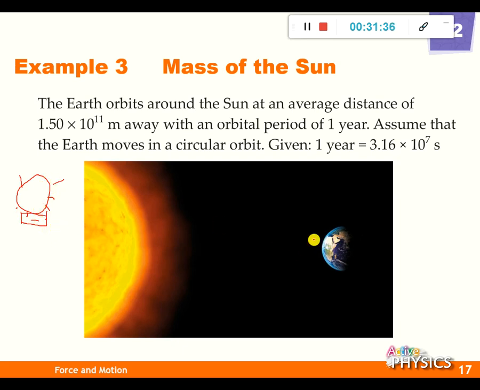Okay, but how about the mass of the Earth? Is it simple? The same. This one is the Earth. Put it on the balance. You can find it out. Okay, and try. Okay, look at this.